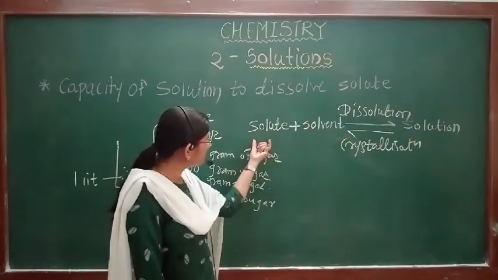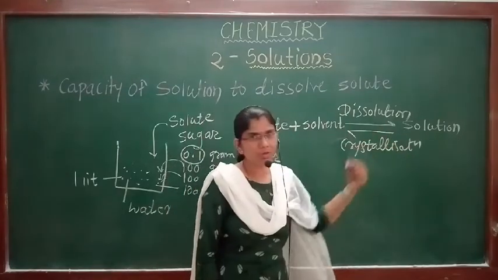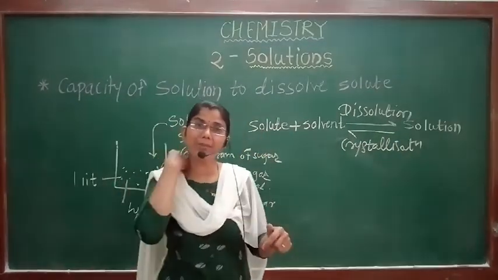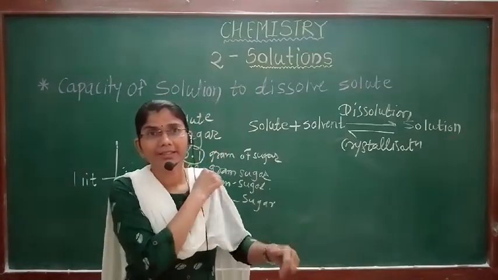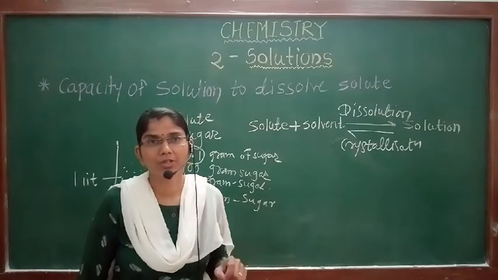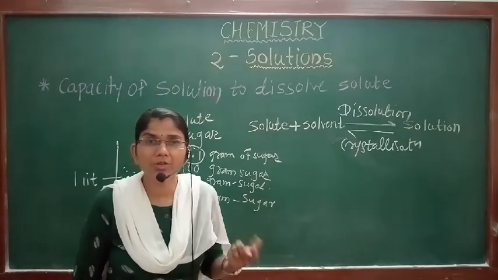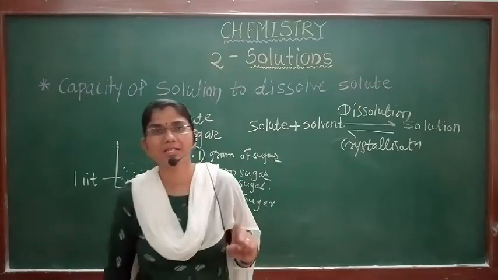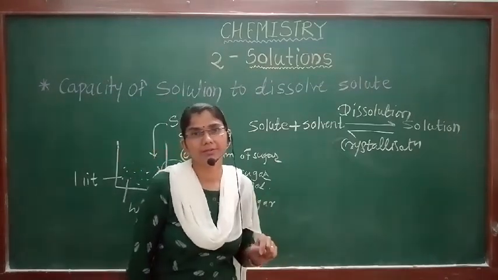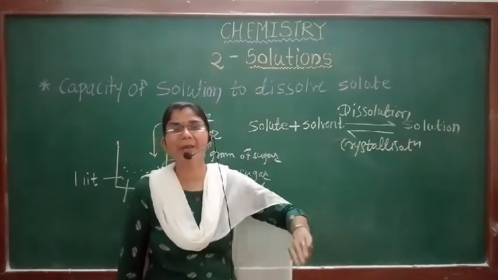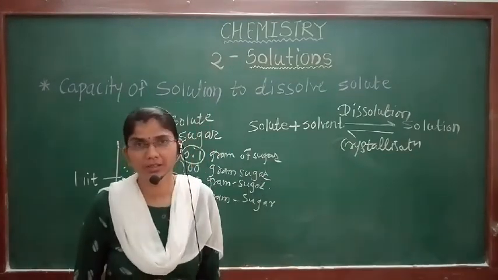Firstly, a solute is dissolved in a solvent, and then it forms a solution. But if in that solution we again add some amount of solute, it does not get dissolved. Here the dissolution stops and the crystallization process is carried out, which means the solute gets separated from that solution.